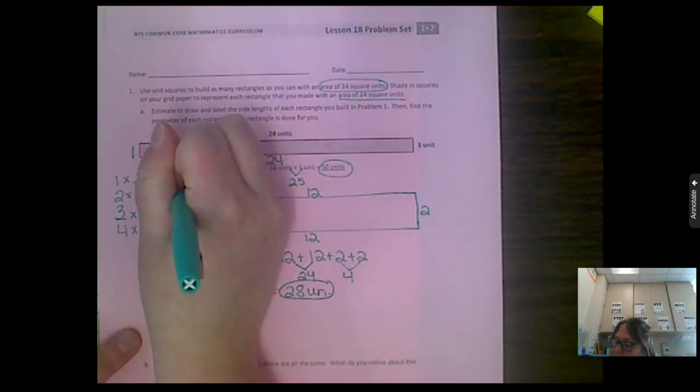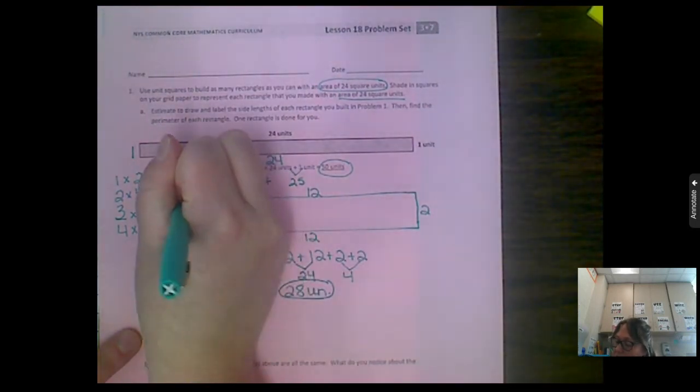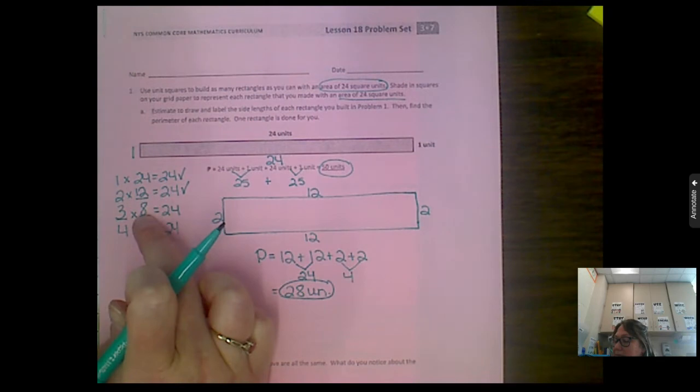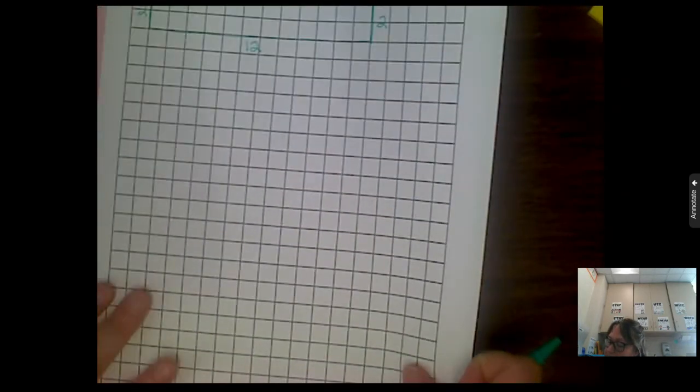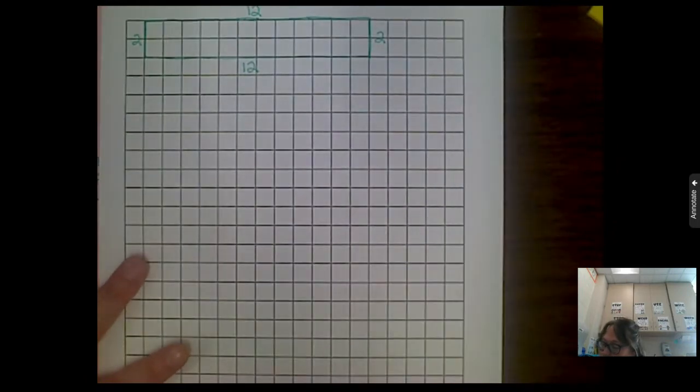So we already have the drawing. They did that one for us. We did that one. Now we'll put 3 times 8 on our grid paper. So let's look at our grid paper. And wherever you want to stick it.